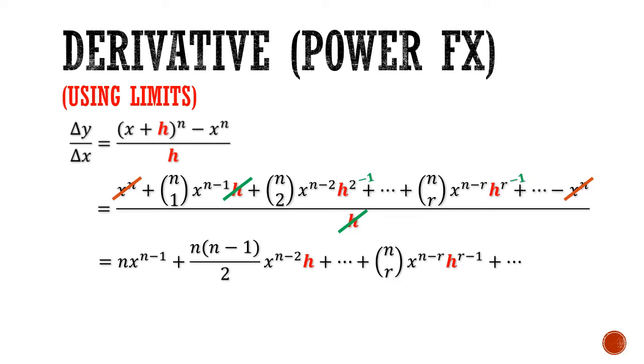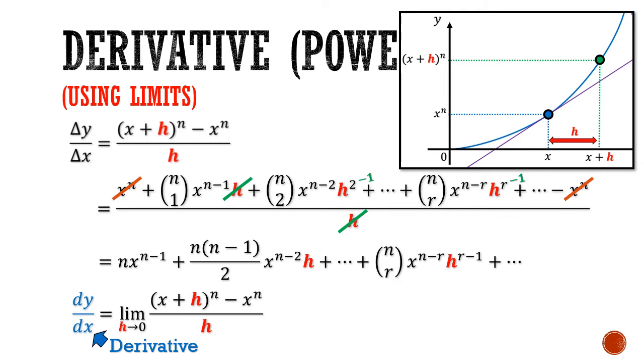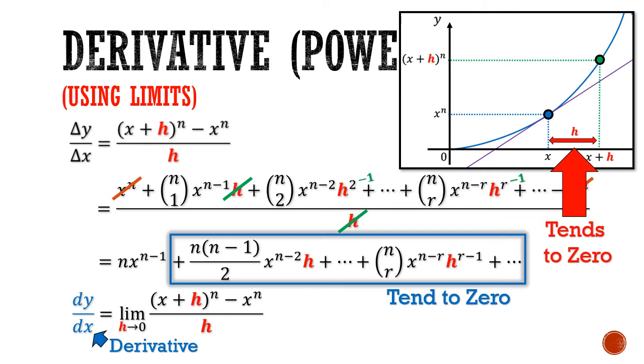Now, let's go back to the diagram for a short while. If we want to find the gradient, we need to make our h as small as possible. So to find our derivative, dy/dx, we are taking the limiting case. What happens to this function as h tends to 0? Very simply, all these terms, from the second term all the way, are going to tend to 0. They'll all vanish except for the first term, and that will be our derivative.